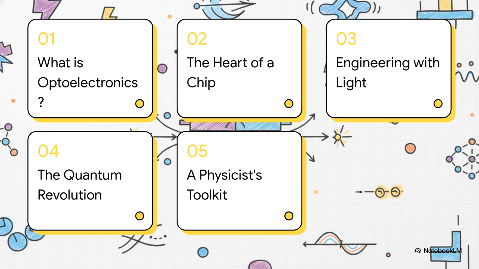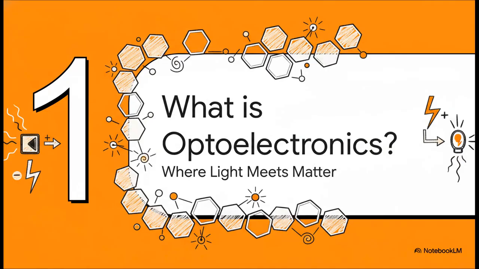Here's our game plan. We're going to start with the big idea, what is the stuff? Then we're going to shrink all the way down to the atomic level to see how it really works. After that, we'll look at the big engineering breakthrough that made it all practical. Then we'll push things into the quantum realm, and finally, we'll open up the physicist's toolkit that ties it all together. Okay, Section 1. What is optoelectronics?